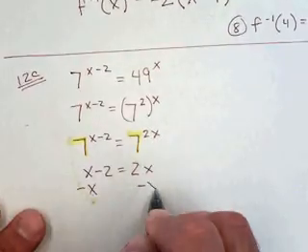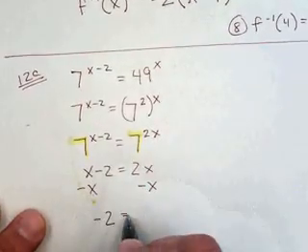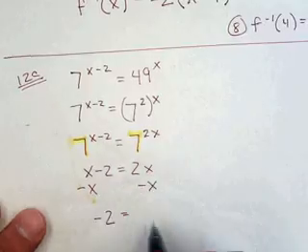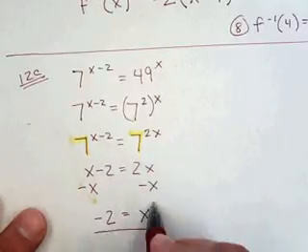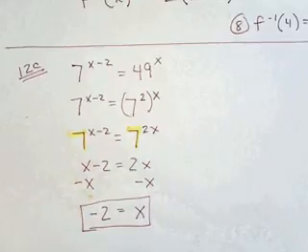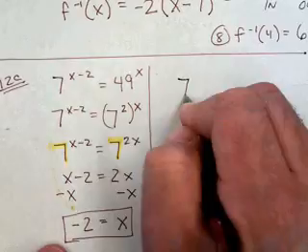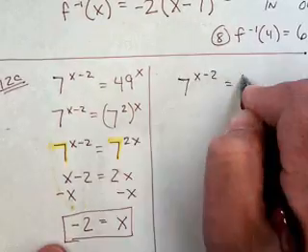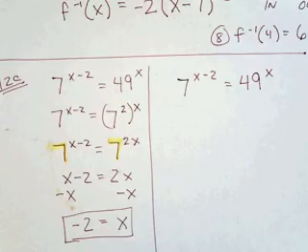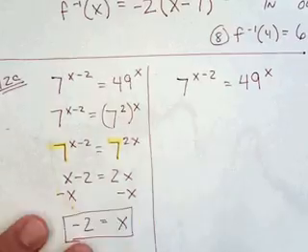Then we thought, oh, great, because now my bases match. And when my bases match, I can basically ignore them. So we get x minus 2 equals 2x. Take away x from both sides. Negative 2 equals 2x minus x, which is 1x. x equals negative 2. Done.